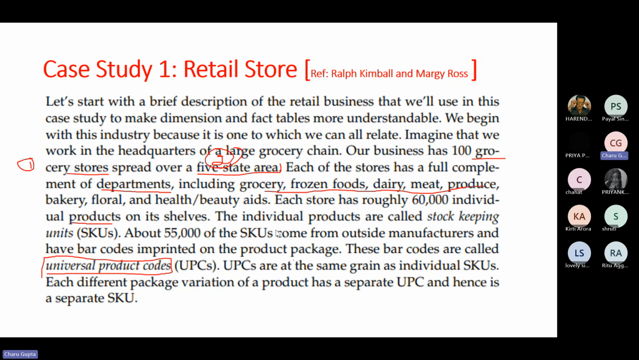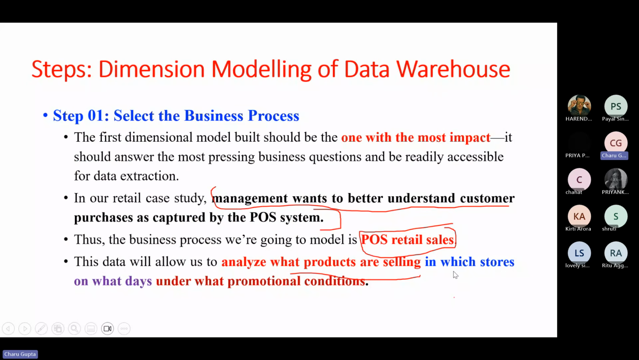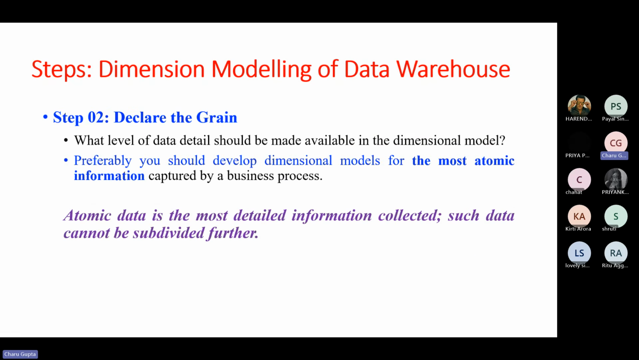What is happening here? The first step is to select the business processes. The business processes here are the dimensions with the most impact. So in this case study, the management wants to better understand the customer purchases, and the business process we are going to model is the point of sales, retail sales. So let us see what products are selling and what are its promotional contents.